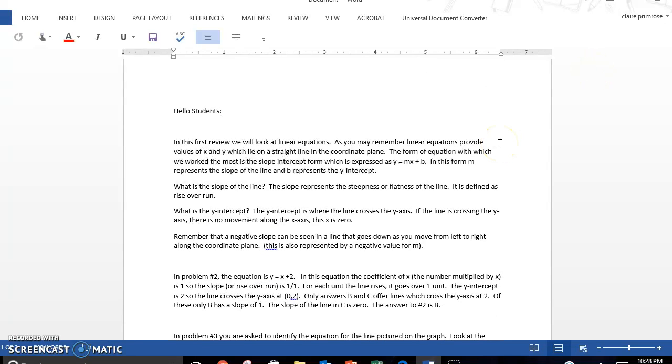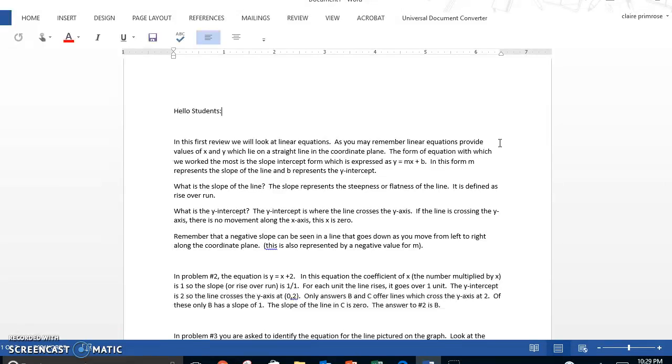Hello students. In this first review we will look at linear equations. As you may remember, linear equations provide values of x and y which lie on a straight line in the coordinate plane. The form of equation with which we work the most is the slope-intercept form, which is expressed as y equals mx plus b. In this form, m represents the slope of the line and b represents the y-intercept.